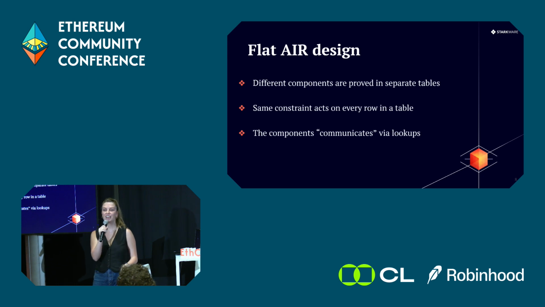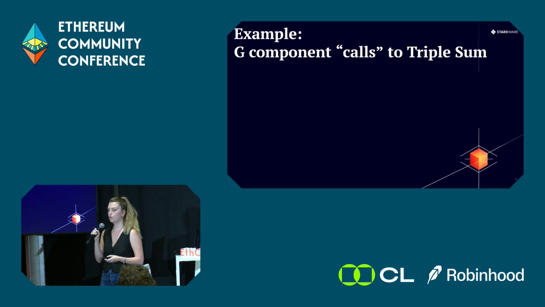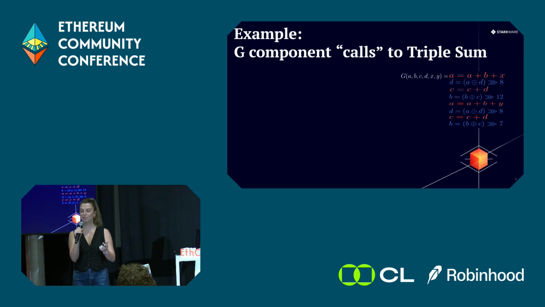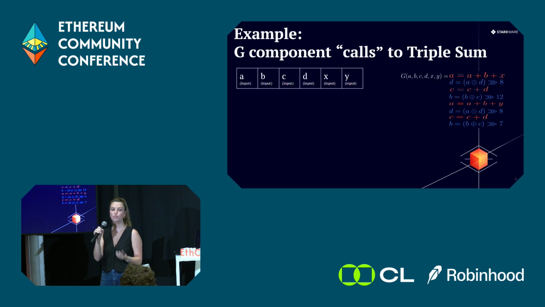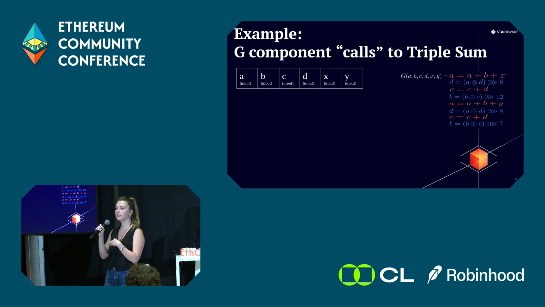So flat AIR design in one sentence means that every component, every function is proved in a different table, and those tables communicate via lookups. Let's have an example. So remember G from earlier? Let's start writing its trace together. So the input is, I just gave you the answer, but what will be the first trace columns? The input. So we have 6 words as input, and we write them down to the trace. And now the first thing we want to do is a triple sum of A, B, and X into A.